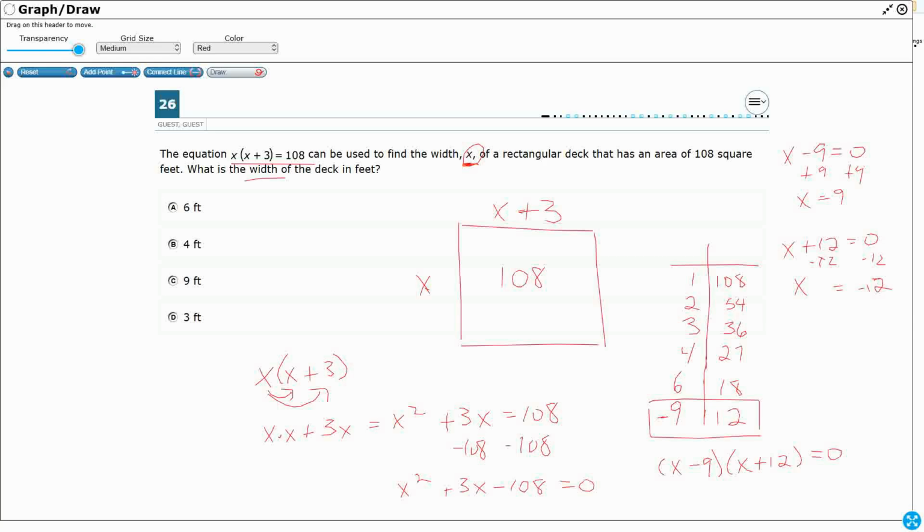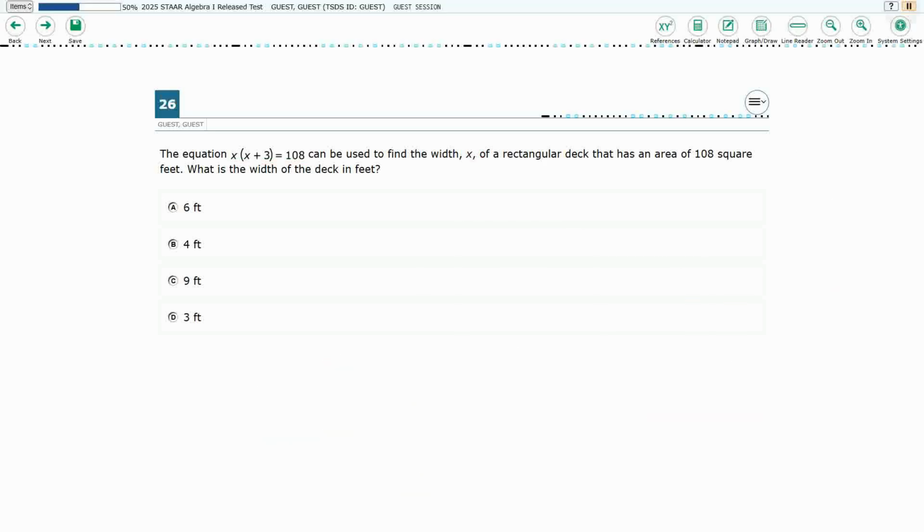Now, x can't be both, but we need to put this back in the context of the problem. We're looking for the width. In the context of the problem, the width cannot be negative. So only one of these solutions is actually going to work in this problem, and it's going to be x equals 9 because we need to have a positive value. Like I said, we can't have a negative width. So our answer here is going to be C.